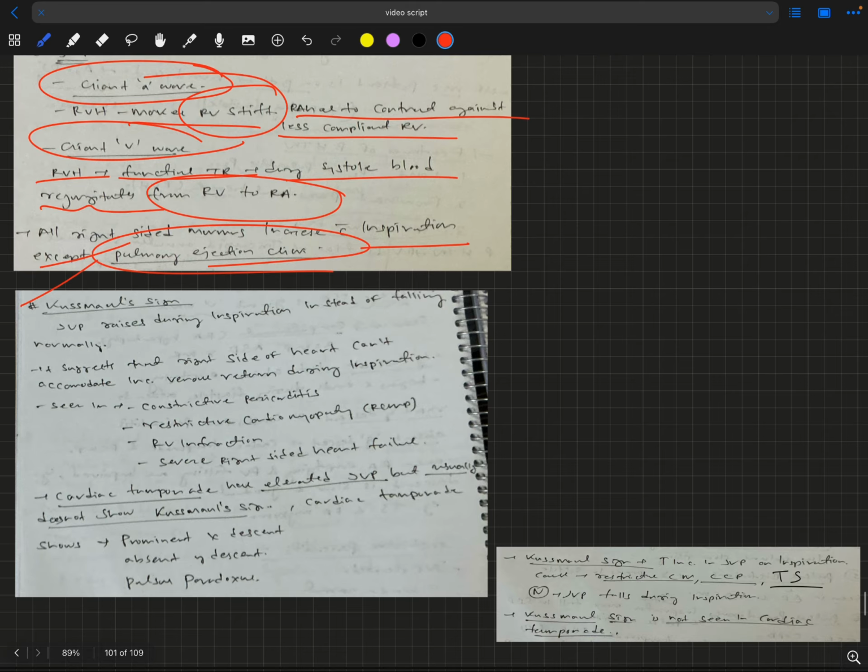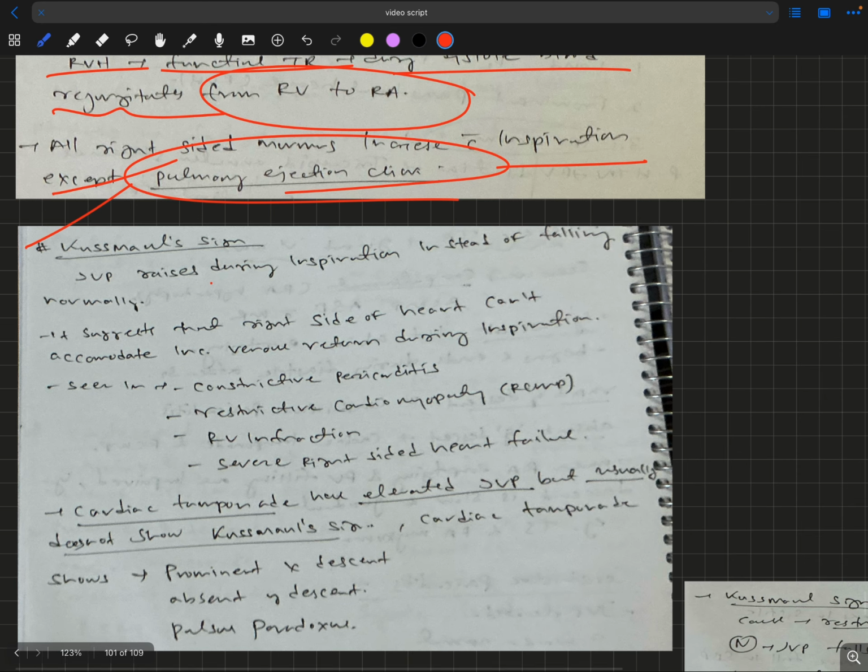So what is Kussmaul sign? Kussmaul sign is JVP rising during inspiration instead of falling normally. During inspiration there is increased blood flow towards the right side of the heart, so the JVP should fall normally. But if the JVP doesn't fall and instead rises during inspiration, it is called Kussmaul sign positive.